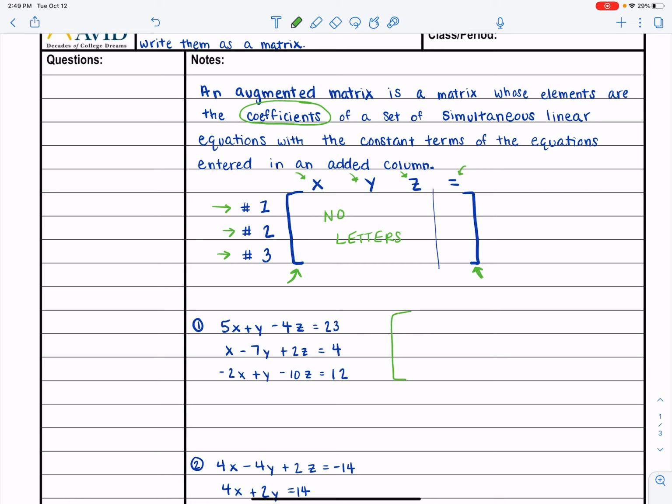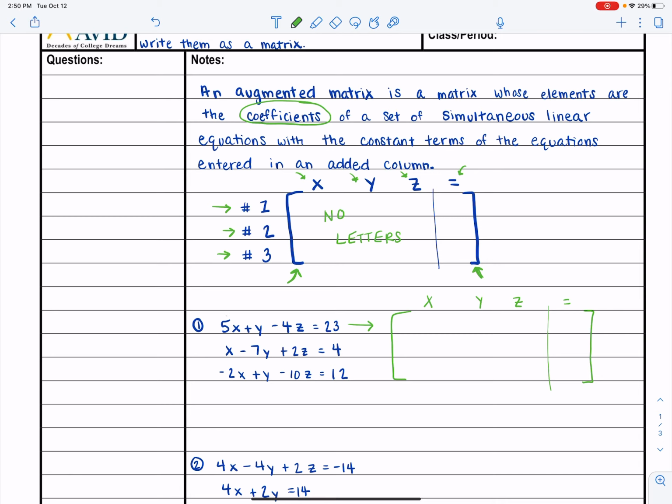This first equation is going to give us our first row. The coefficient of x will be first, the coefficient of y will be second, the coefficient of z will be third, and then our answers will be after this line that we create. That's why it's an augmented matrix. If you see that line, it's kind of separating where the equal sign is at. Okay, so only the coefficients, no letters.